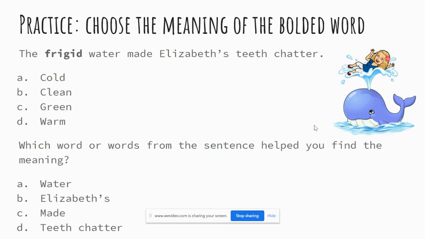The frigid water made Elizabeth's teeth chatter. Does frigid mean A, cold, B, clean, C, green, or D, warm? Which word or words from the sentence helped you find the meaning? The sentence was, the frigid water made Elizabeth's teeth chatter. Is it A, water, B, Elizabeth's, C, made, or D, teeth chatter?